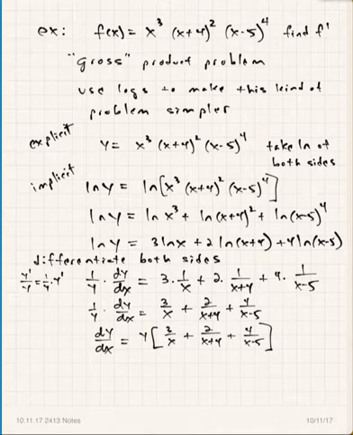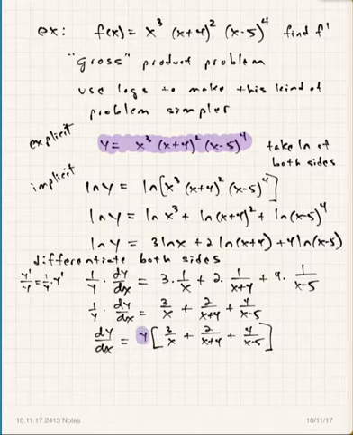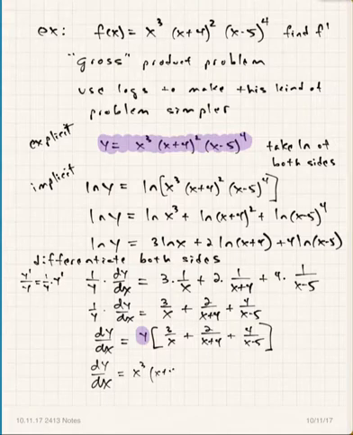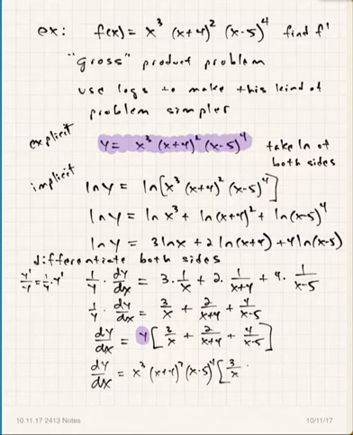And so here, note that y is equal to x cubed times (x plus 4) squared times (x minus 5) to the fourth. So you substitute that in place of y here at the end of the problem, so that you just have x's and a function of x for the derivative. So this would be x cubed times (x plus 4) squared times (x minus 5) to the fourth times (3 over x plus 2 over x plus 4 plus 4 over x minus 5).